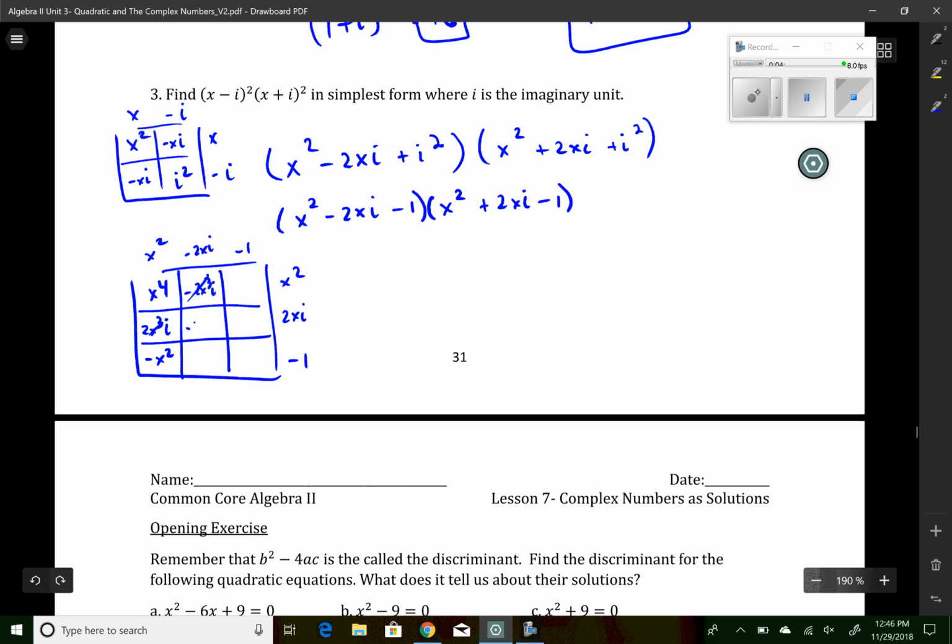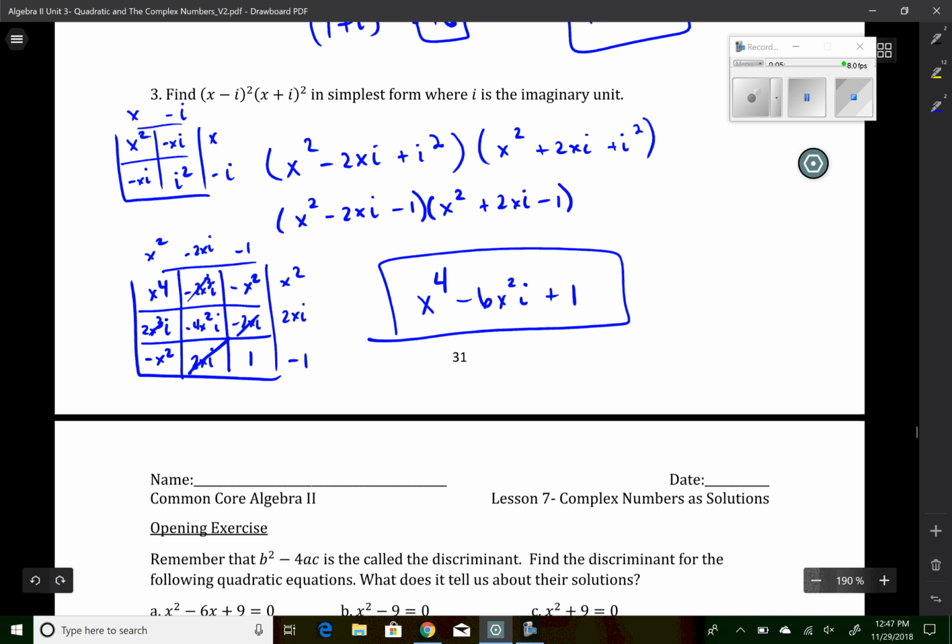I have negative 4x squared i. I have 2xi. I have a negative x squared. I have a negative 2xi. Those cancel. And I have a 1. Add up what you got. x to the fourth. I got negative 6x squared i. And I have plus 1. That's it. Can't do anything else.